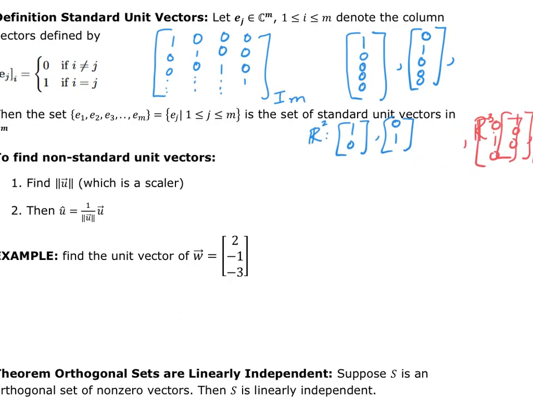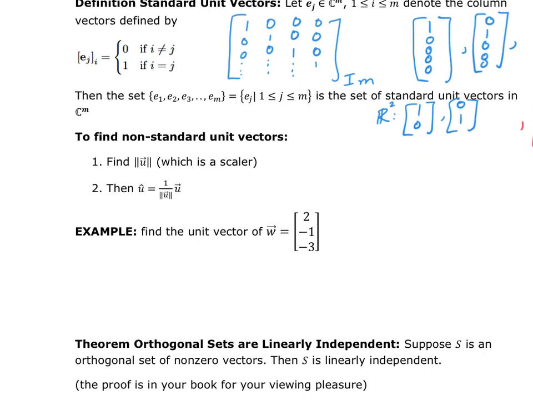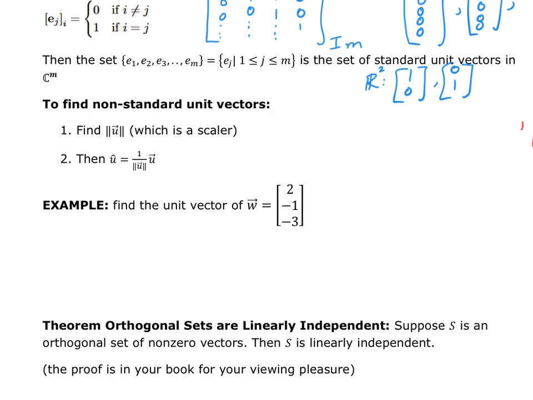If I'm asked to find the non-standard unit vectors, then what I first do is find my norm, or the modulus. After I find my norm, or the modulus, and U hat is one of the ways that we denote unit vectors, then I take my modulus, and it is now a scalar, and I divide it into each one of the individual entries of my original vector.